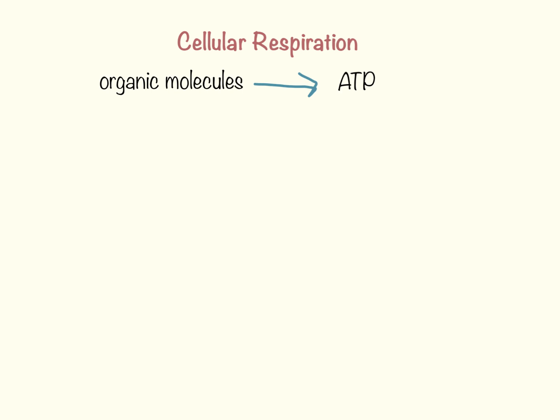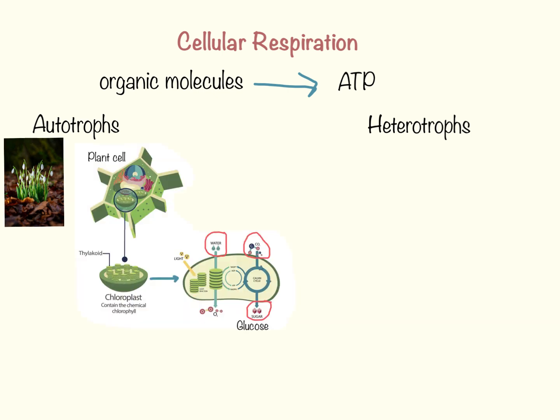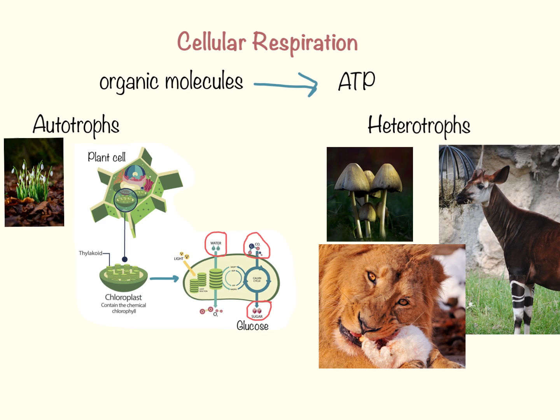Organisms are divided into two categories based on how they obtain energy: autotrophs and heterotrophs. Autotrophs produce organic molecules from inorganic molecules. For example, plants can convert carbon dioxide and water into glucose. Heterotrophs obtain organic molecules from the organisms they consume.